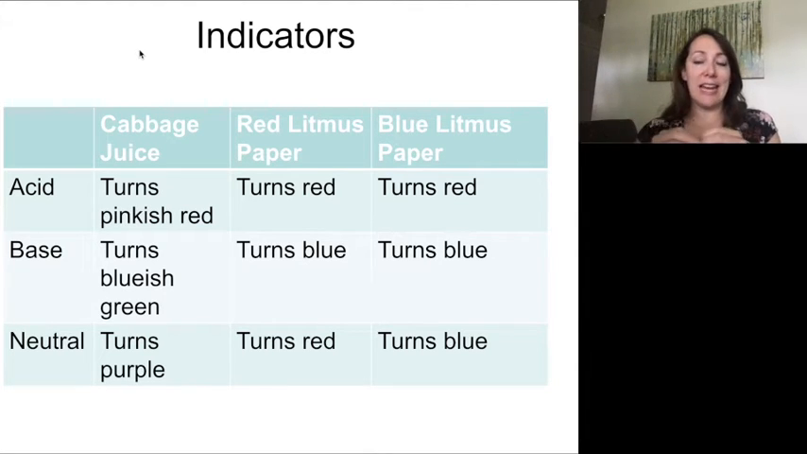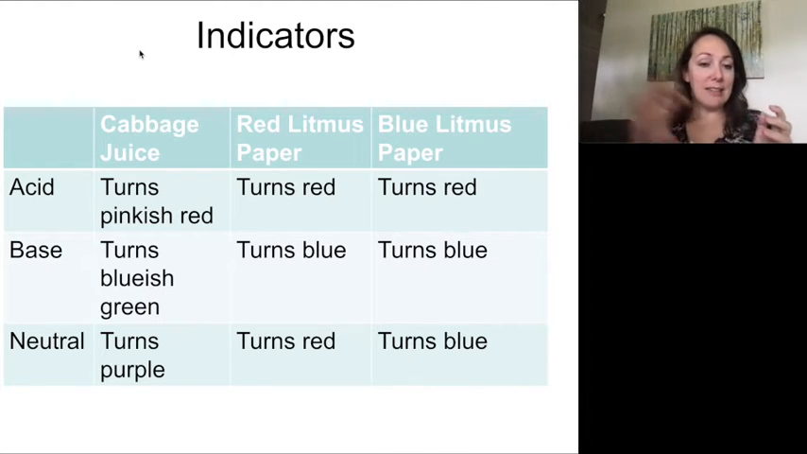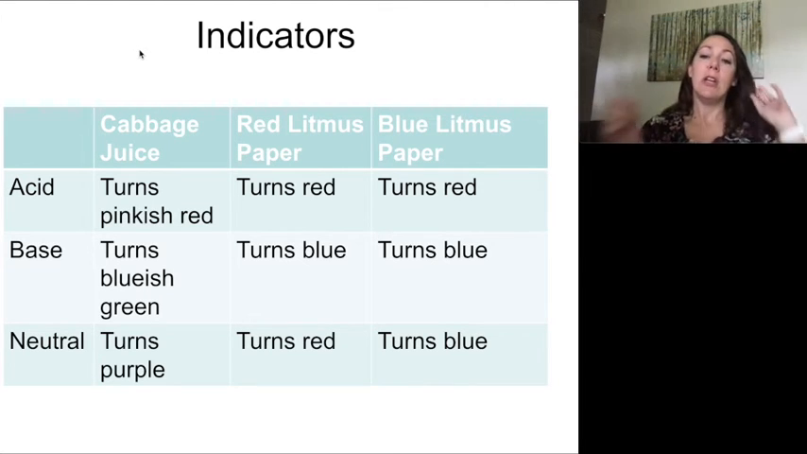So if you mix cabbage juice with an acid, the liquid is going to turn a pinkish red color of different degrees depending on how strong the acid is. If you have a base and you dump it into the cabbage juice, you're going to get a bluish green color. So the purple cabbage juice will turn to a bluish green. If it's neutral, your cabbage juice will just stay purple. So if you add water to the cabbage juice, it's just going to stay purple.